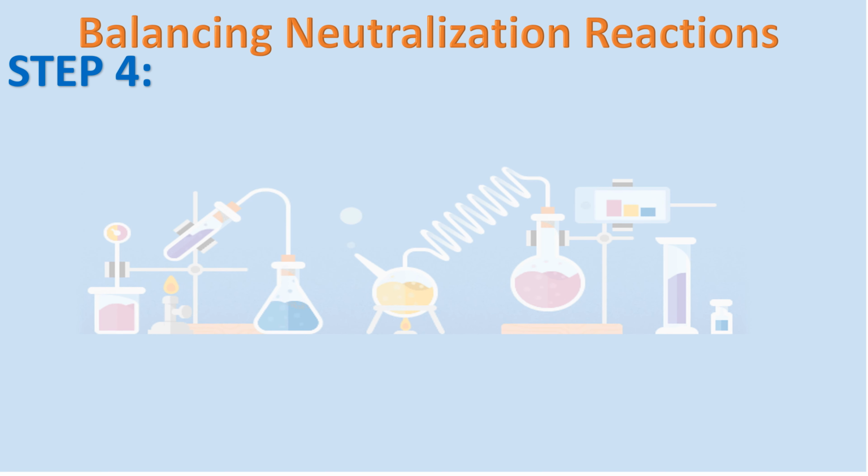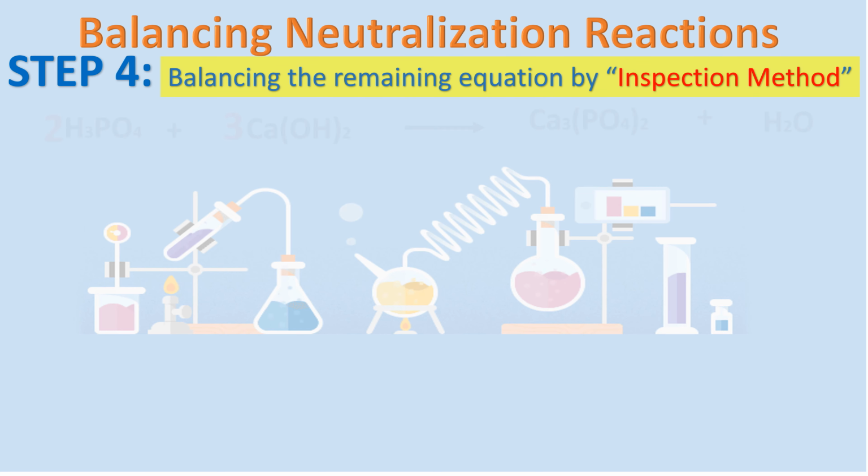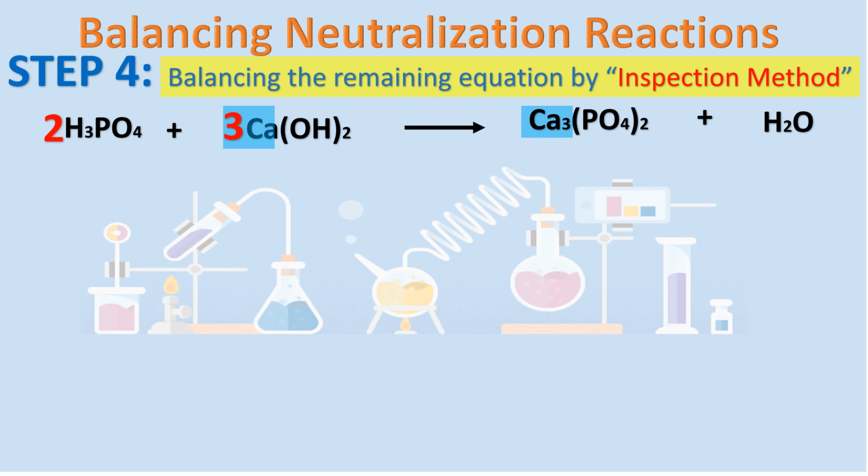Now, step 4 is to balance the remaining atoms by inspection method. Starting with calcium, there are 3 atoms of calcium on the reactant side, and 3 atoms of calcium on the product side. So, calcium is balanced. Next, phosphate. There are 2 groups of phosphate on the reactant side, and also 2 groups of phosphate on the product side. So, phosphates are also balanced.